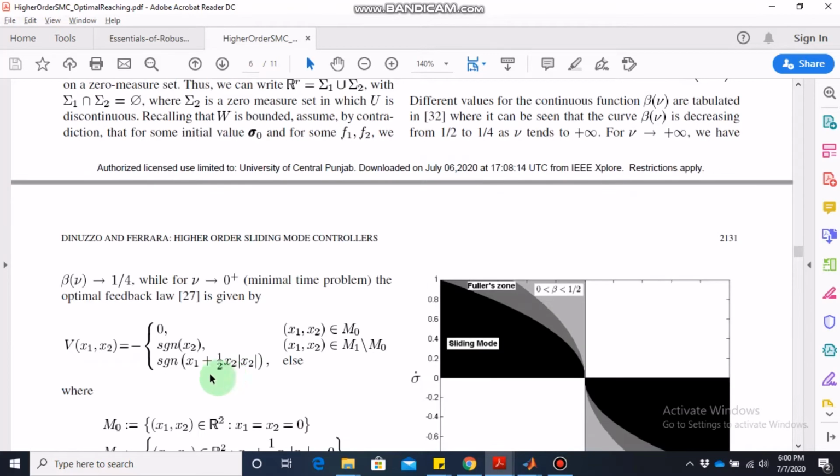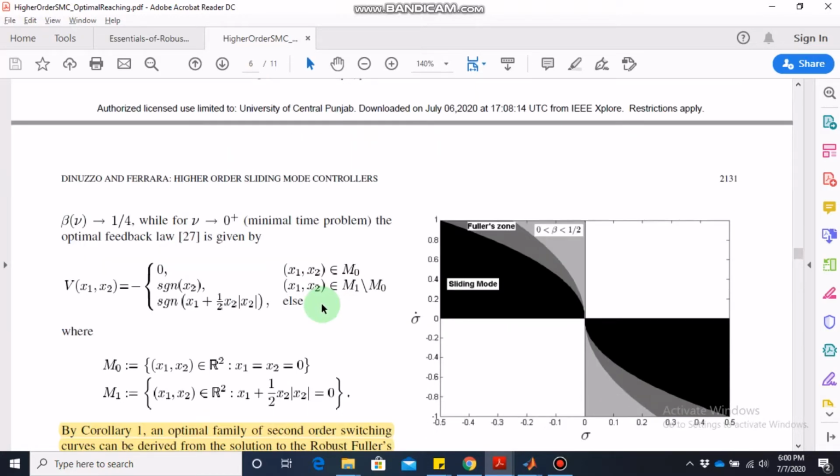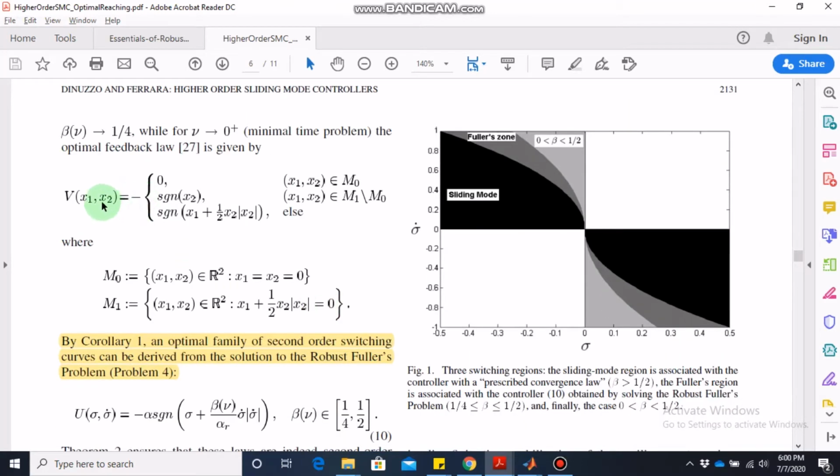So here beta reaches 1/4 when v, or nu, reaches 0 from the positive side. And then this is a more elaborated form of the control. The control function is 0 when x1, x2 belong to the manifold m0. M0 is the manifold where x1 and x2 both are 0, and the control is sign of x2 when you are in the manifold m1, but m1 contains m0, so you should be in the part of m1 which is not in m0.